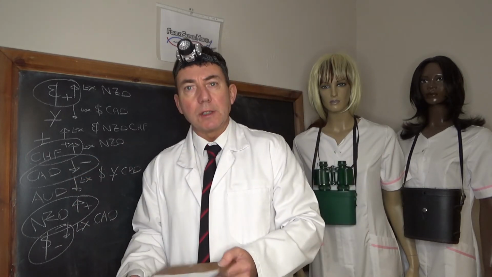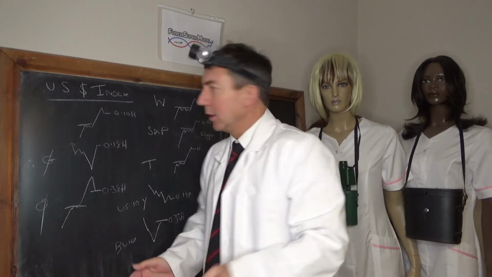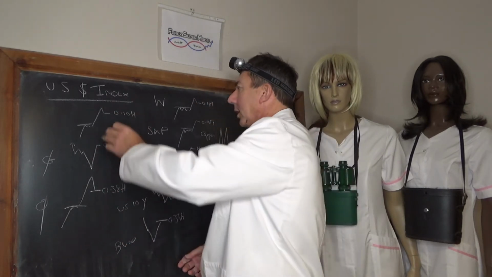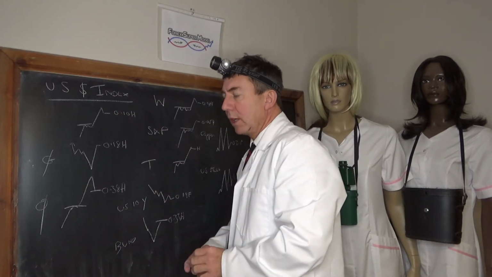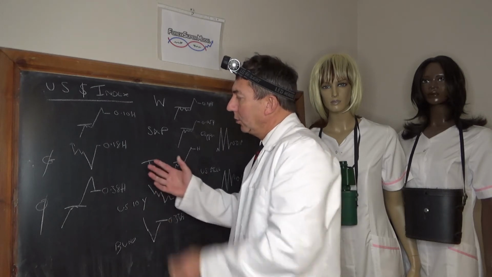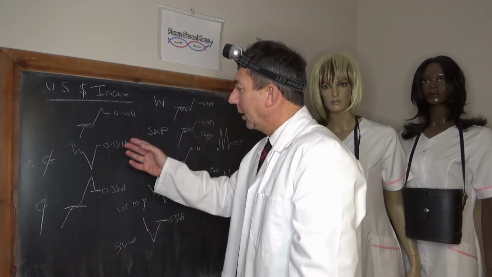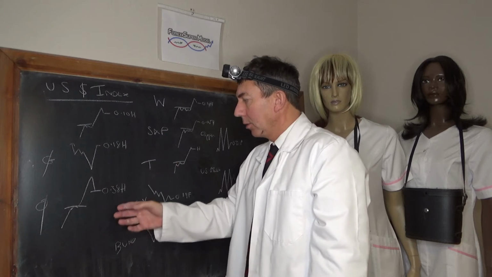So we'll look at the asset classes. Right, we've written up the asset classes then. The US dollar index, so it's come off about 0.1, 10% from the high. Gold is 0.18 from the high, 18% off the modelled high, and oil's come off a fair bit.